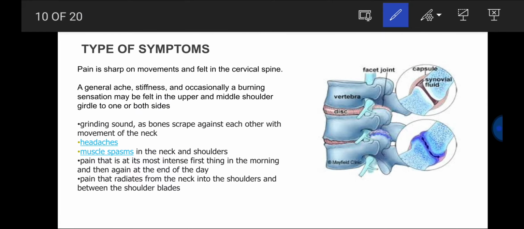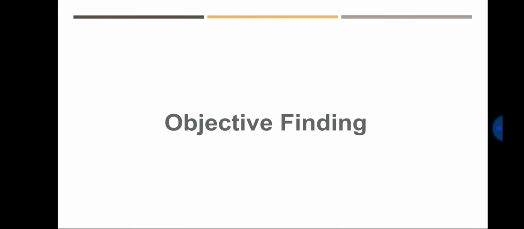Types of symptoms. Pain, very sharp pain with the movement, a general ache, stiffness, occasionally a bumping sensation may be felt in the upper, middle, shoulder girdle, and grinding sounds, bones scraping against each other, the movement of neck, headache, muscle spasm. So these are some types of symptoms you can find in the patient.